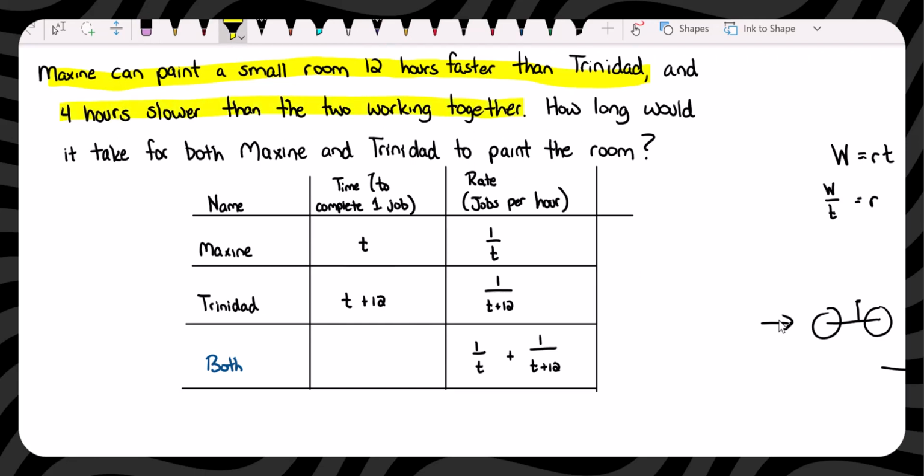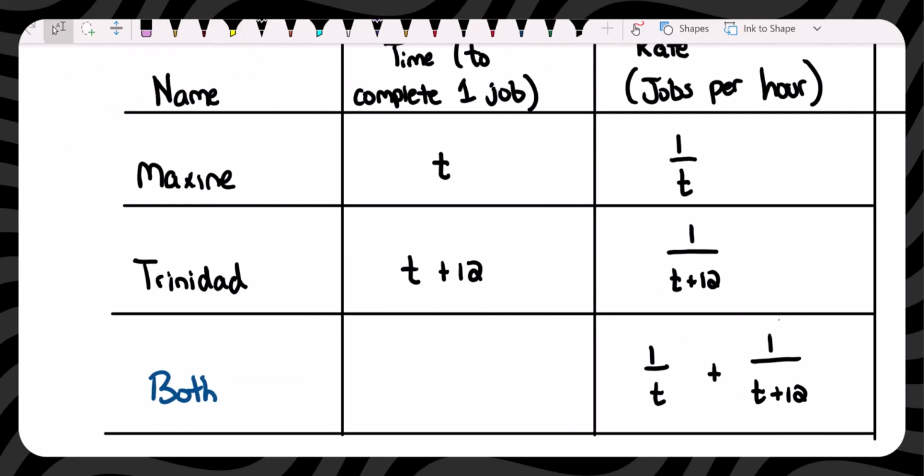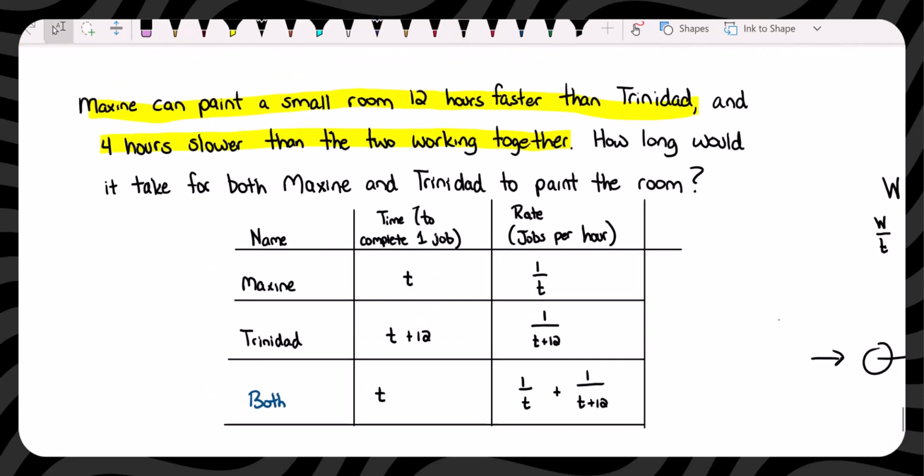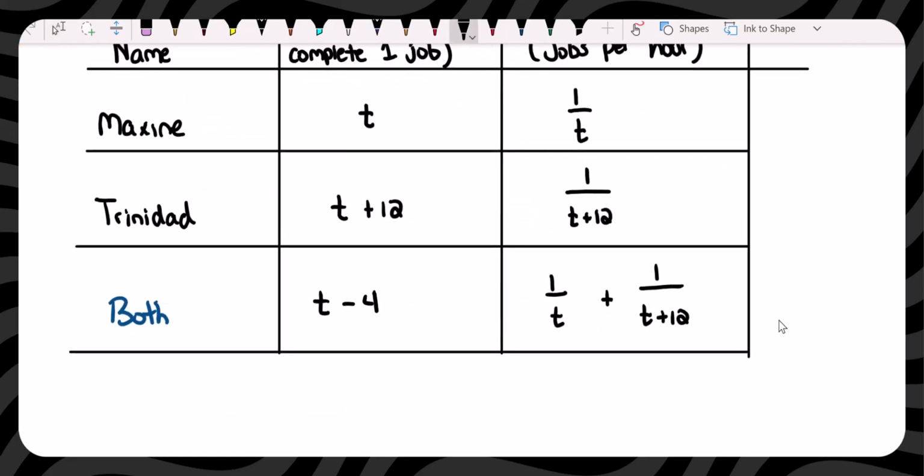So when they work together, it takes a certain amount of time, and it should be actually faster than Maxine's time, right? Because not only is Maxine working on this room, but Maxine and Trinidad. So it should be faster than T. It should be something faster than T. So I'm going to write here T, the length of time that Maxine would take, but a little bit less, right? It shouldn't take all of the time that Maxine takes. It should take time plus or minus, actually minus something. Well, we know she's going to work 4 hours slower than them working together. So I'm going to put minus 4 here because logically it should make sense.